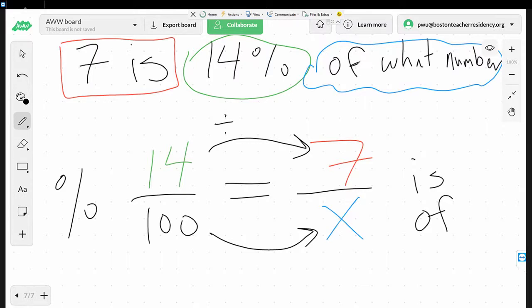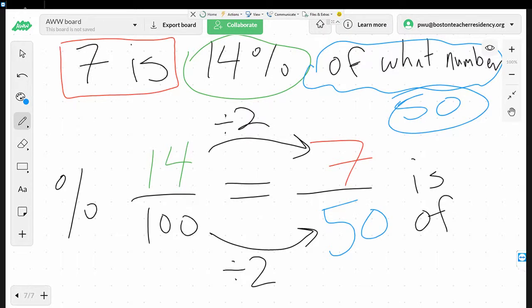Well, 7 times 2 is 14, so 14 divided by 2 is 7, and for 100, we're going to do the same thing because we're working with equivalent fractions. So 100 divided by 2, what's that? Well, 100 divided in half is 50. So 7 is 14% of 50.